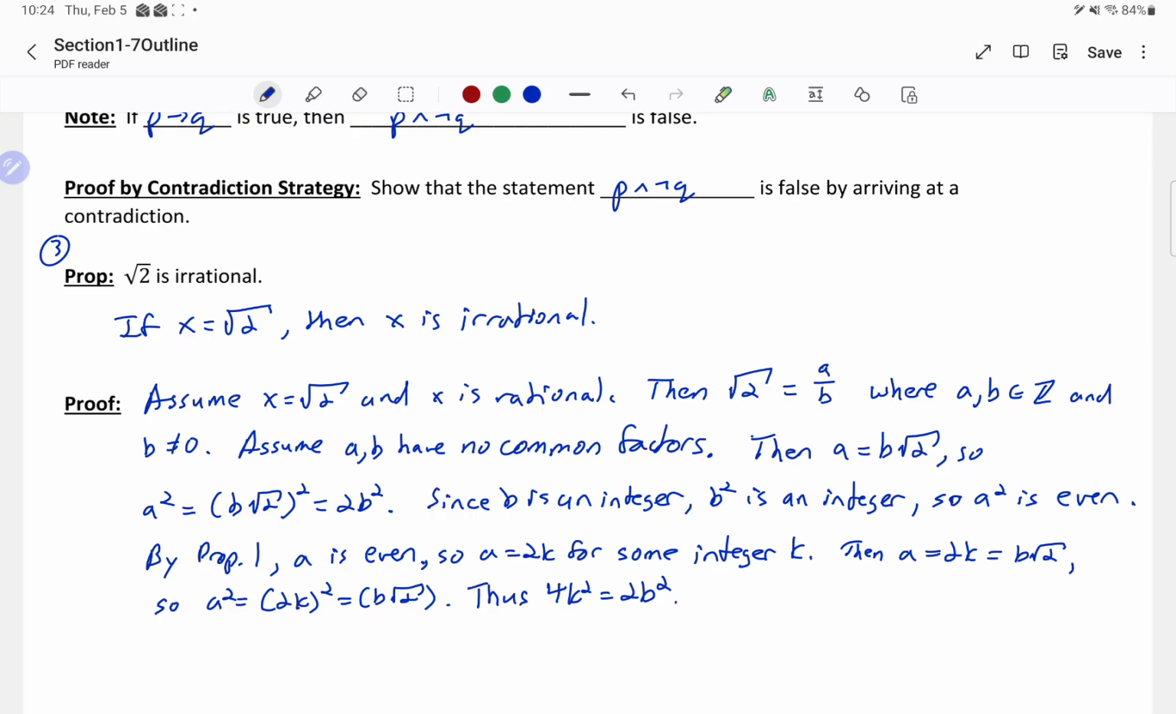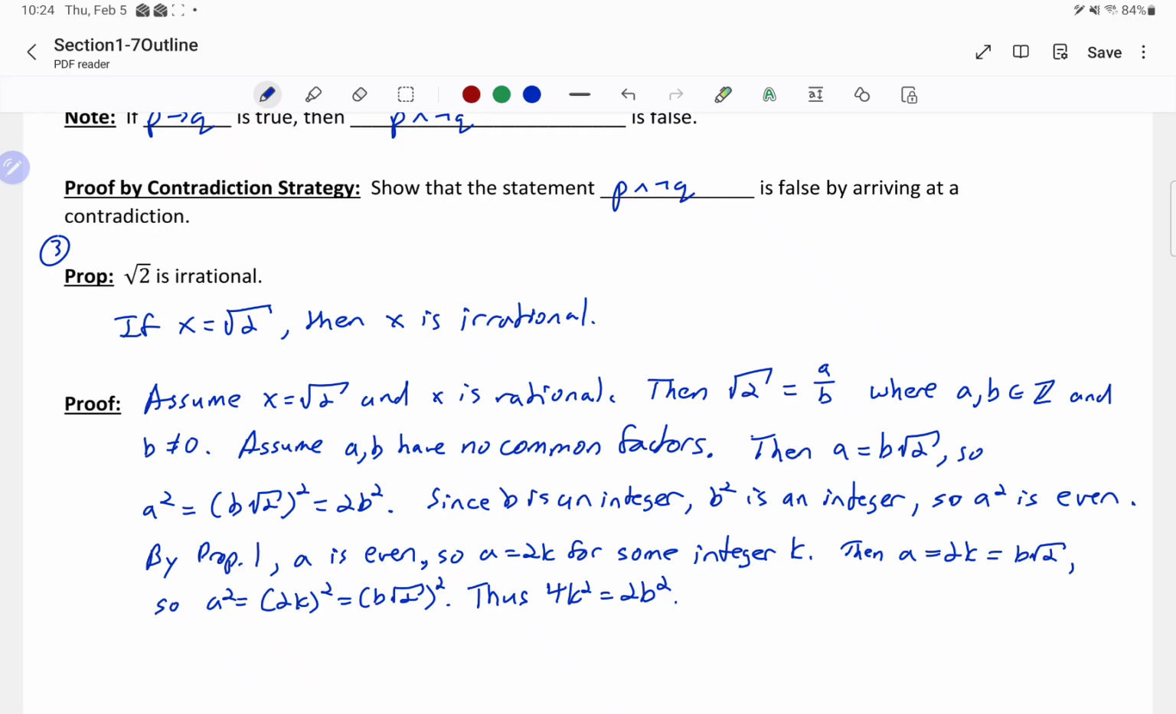Wouldn't that be b times the square root of 2 squared? Right, square root of 2 squared. Oh, yeah, there should be a squared here. Sorry, I wrote the parentheses and forgot to write the square. We're squaring all of that.